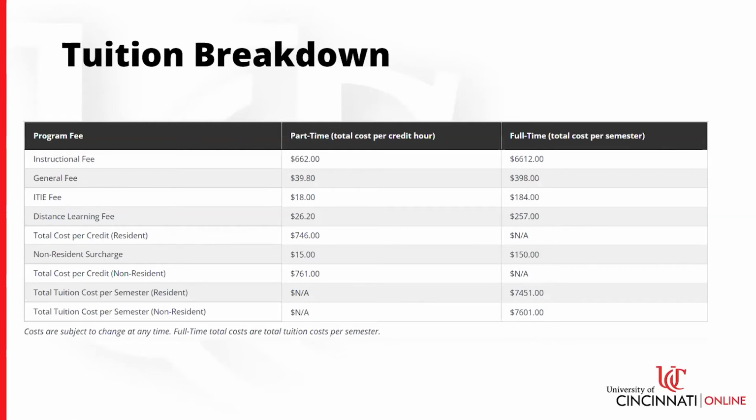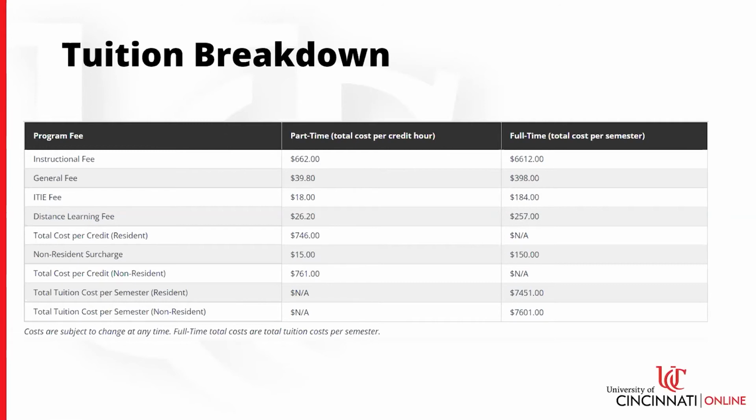As far as tuition, this is a lot of information as well. It's very specific to the type of student that you wish to be, whether you are a resident of Ohio, whether you're a non-resident, if you choose to be part-time or full-time. But overall, if you just want to break it down, part-time tuition is going to be $746 per credit hour. That's for someone who is a resident of Ohio. And there's only a non-resident surcharge of $15.